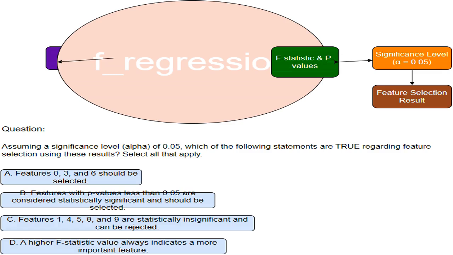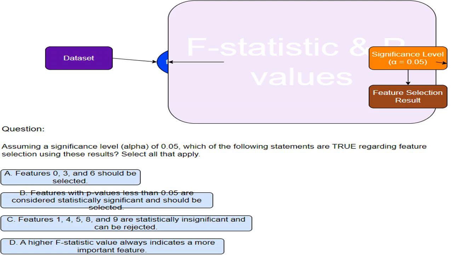f_regression is a statistical test within scikit-learn. It helps me determine which of my 10 features are most strongly related to my target variable. It works by performing a series of tests, one for each feature. The results of f_regression are two things: the f-statistic and the p-value.